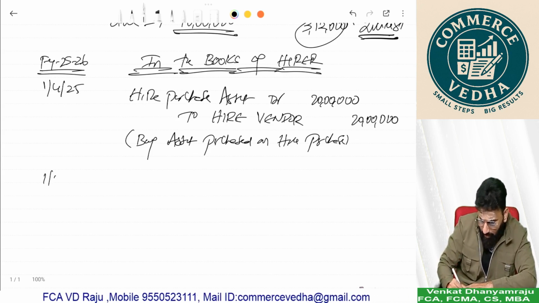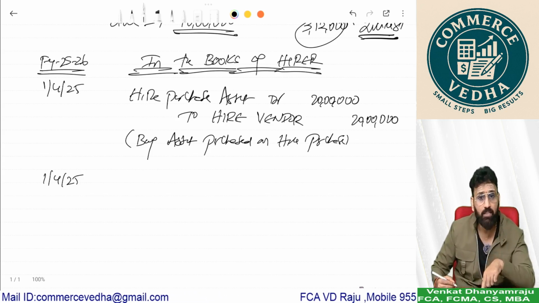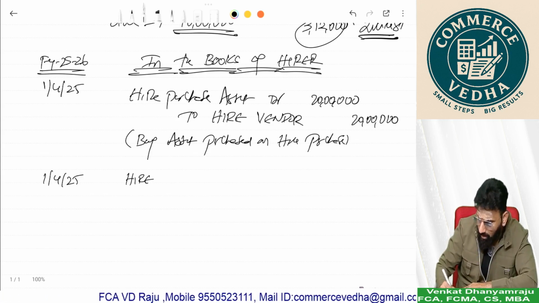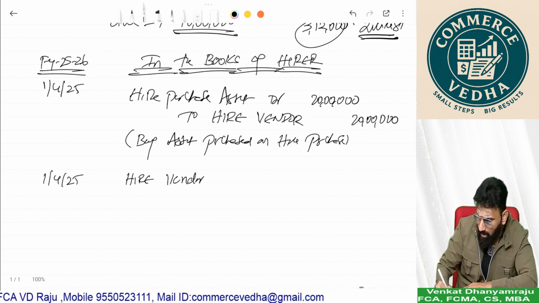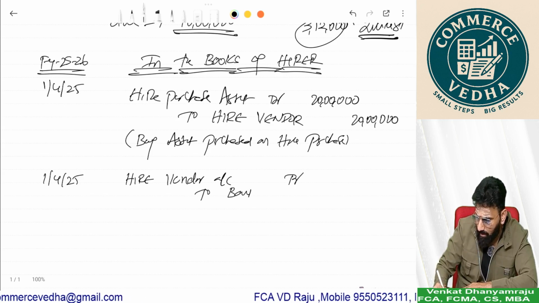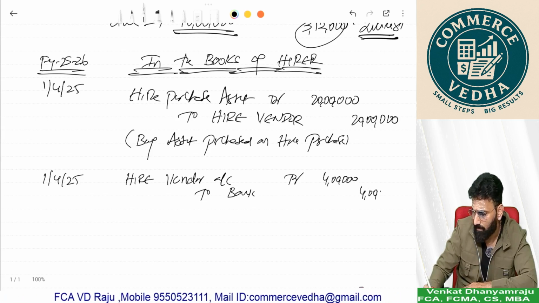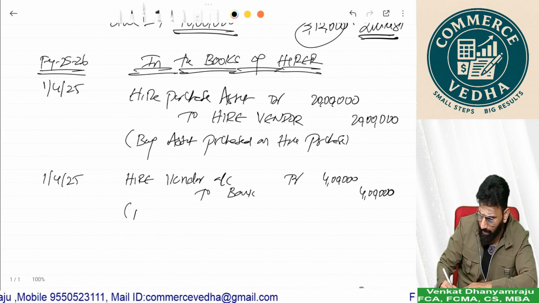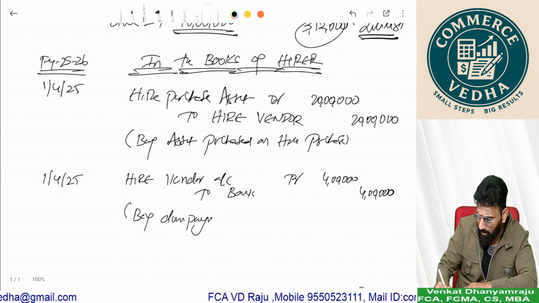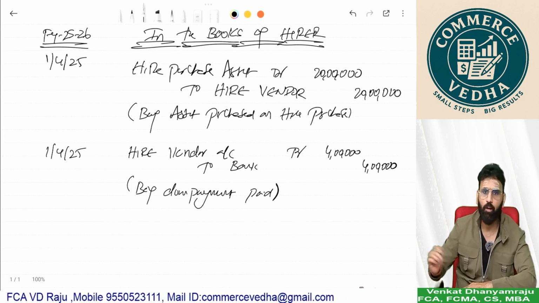Immediately on the same day I'm making the down payment. To whom am I making the down payment? To the vendor. So hire vendor account debit to bank, 4 lakhs I'm paying. So I'll write being down payment paid. I paid the down payment.